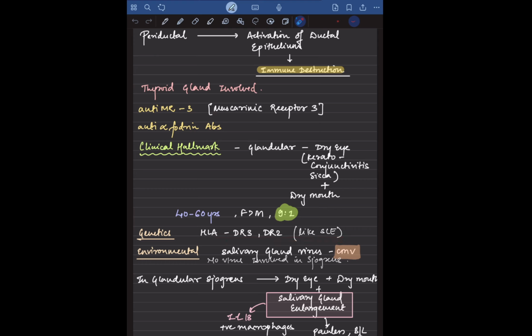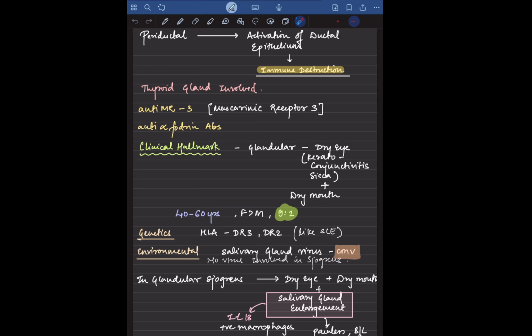Okay, and environmental factors: there is a salivary gland virus, though this is a contradictory statement. Some people say a salivary gland virus, that is CMV, is involved, but other textbooks say that no virus is involved in Sjogren's syndrome. So be careful in the question if the MCQ says parvovirus, CMV, or EBV. EBV is associated with SLE. Parvovirus is associated with rheumatoid arthritis. CMV is associated with Sjogren's. So remember it very carefully. Now, if the question says not associated, it depends upon what the examiner wants you to know. Okay, so it's a bit of a tricky one.